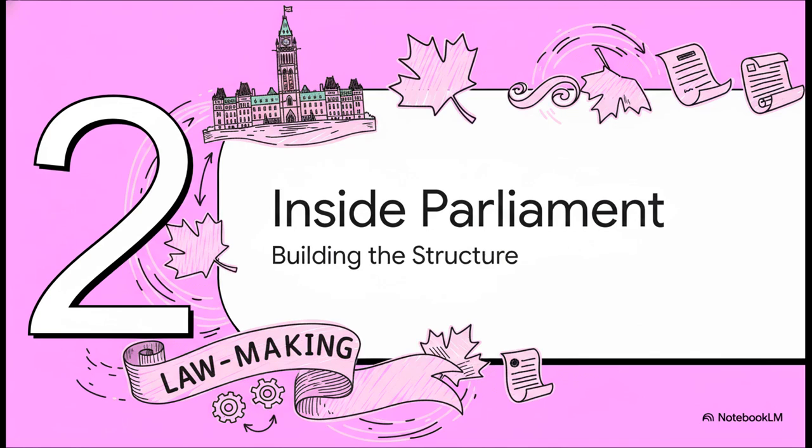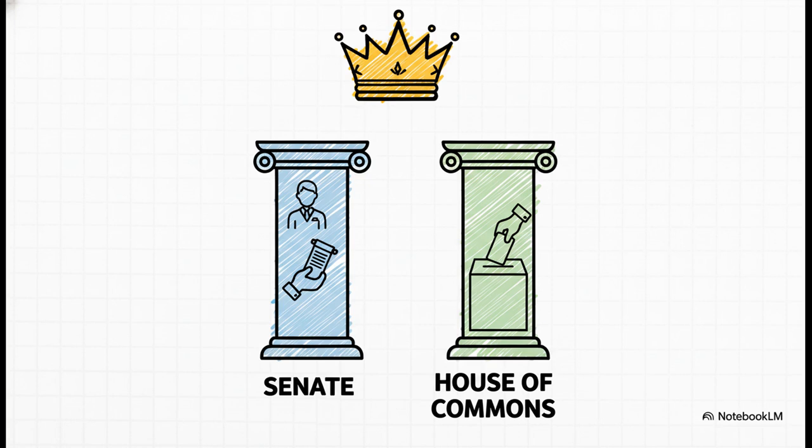Okay, so we've got our foundation laid. Now let's start building the main structure right on top of it, Parliament. This is really the heart of Canada's government. It's the part that actually makes all the laws. Now, this is another one you absolutely have to know for the exam. Parliament isn't just one single group. It's actually a team of 3.